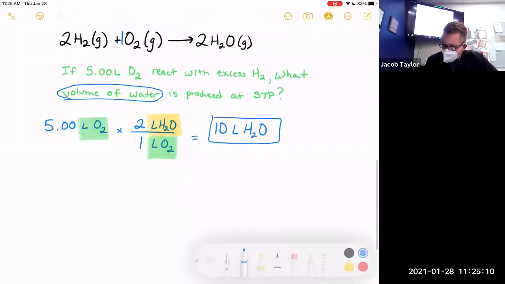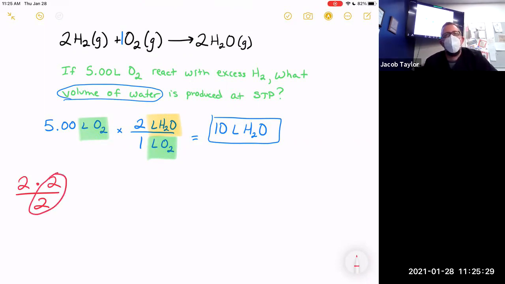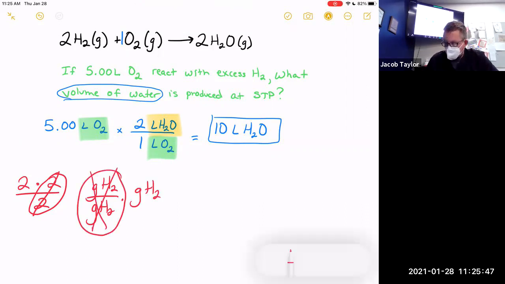Oh, okay. So I can explain that using math. If I had 2 times 2 divided by 2, am I allowed to cancel all the twos? Can I cancel all the twos? No, I can only cancel a pair of twos. Because 2 over 2 is 1. In the same way, if I had grams of hydrogen over grams of hydrogen times grams of hydrogen, hydrogen over hydrogen cancels because that's equivalent to 1, and I'm still left with grams of hydrogen.